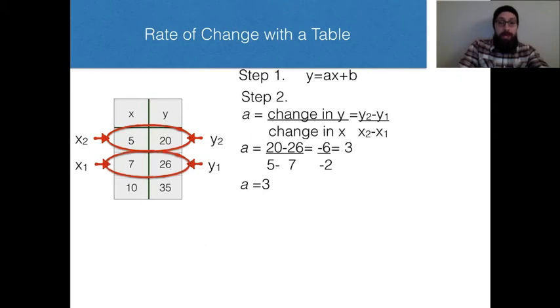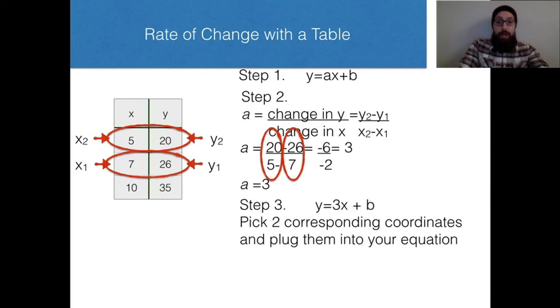And you can see right here how our coordinates go. We have y2 is 20, x2 is 5. y1 is 26, x1 is 7. Now we still need to figure out, though, what b is. So for step 3, we have half our equation there. We have y is equal to 3x now plus b. The way we do that is we pick two corresponding coordinates and just plug them into the equation. Any two. So in this case, let's just pick 10 and 35.